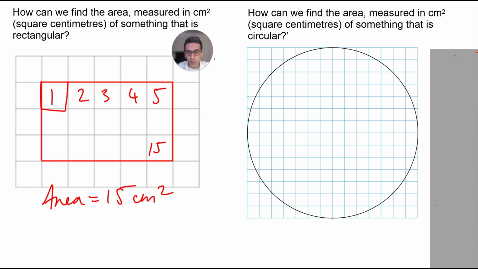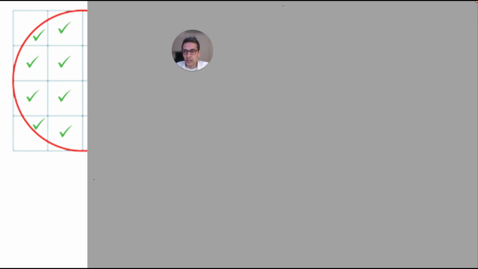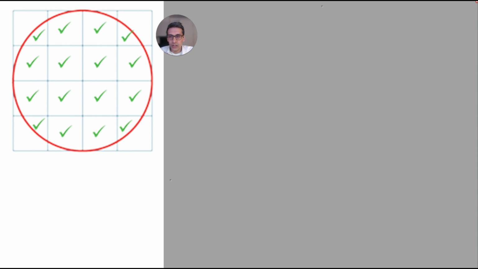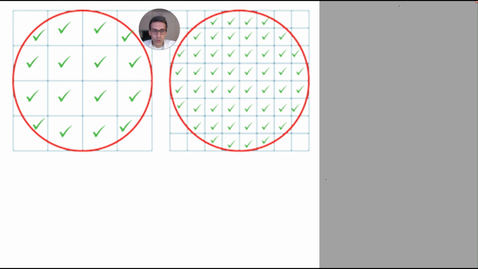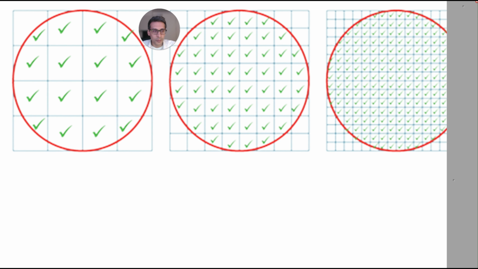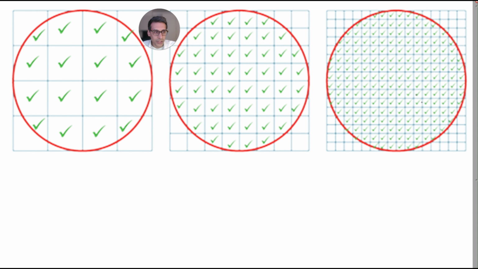So one possible way you could work out the area of a circle is just to make these squares smaller and smaller. As you make them smaller and smaller, it's easier to count more and more of them. And over time you end up working out what the area might be. And you could probably do this in the past, but I'm going to show you a slightly more efficient and slightly different way of working out the area of a circle.